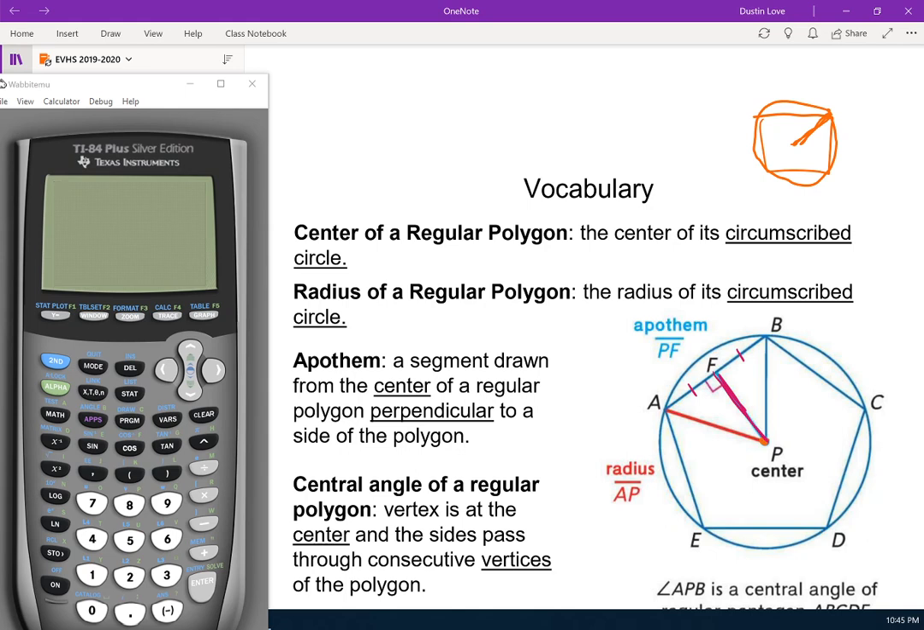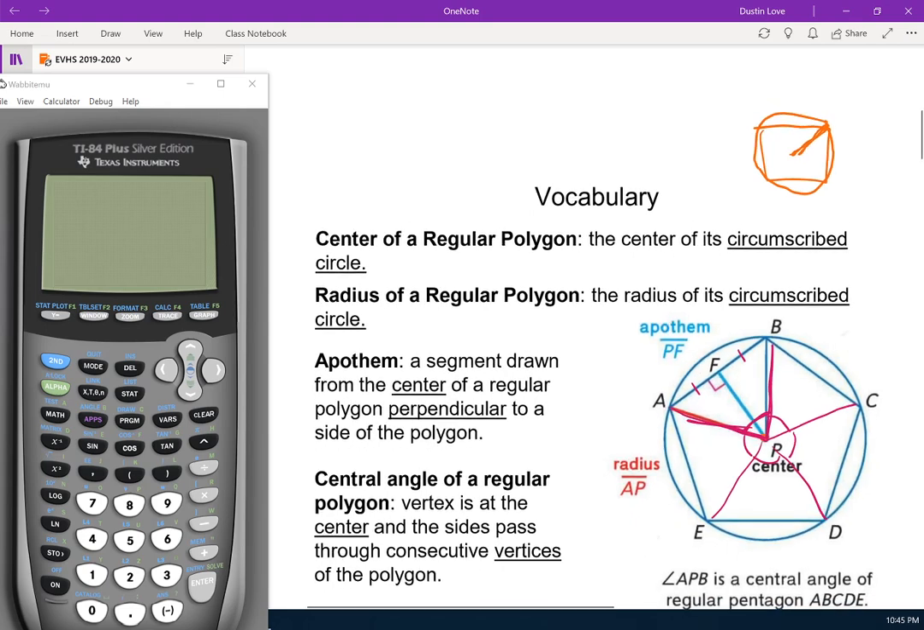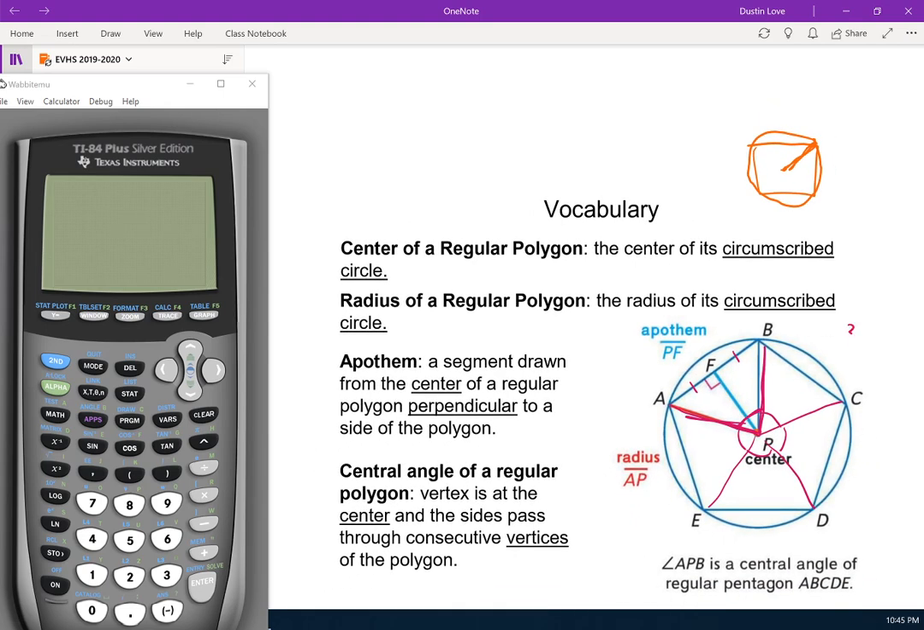The central angle of the regular polygon is here angle APB, this angle here. Notice that it is cut exactly in half by the apothem PF, and I'll be taking advantage of that later on. Keep in mind that if I was to draw all of the radii, I would get exactly the same number of central angles as I have sides. Also, all of those central angles would all be congruent. So the measure of any one of those central angles is exactly 360 divided by n.